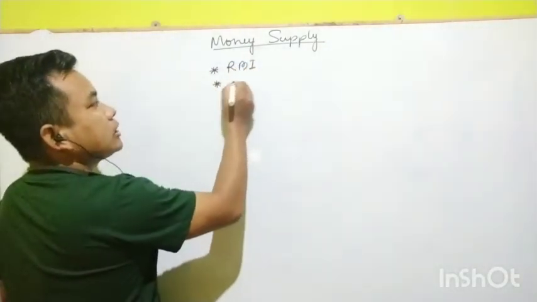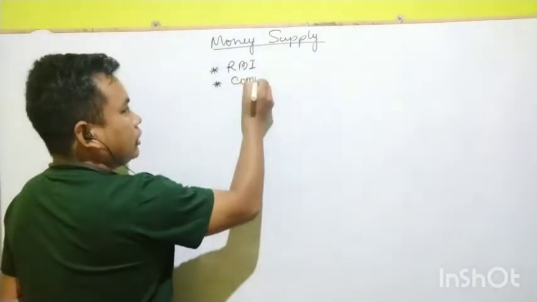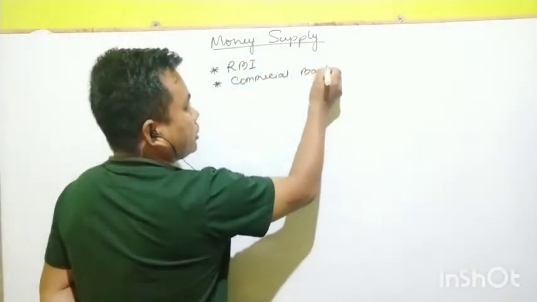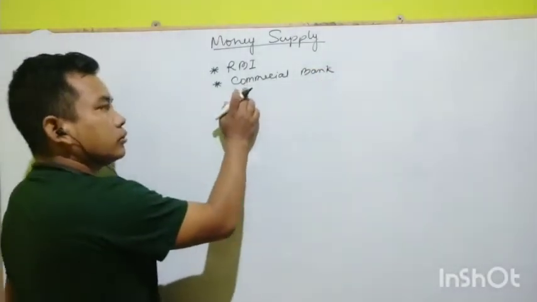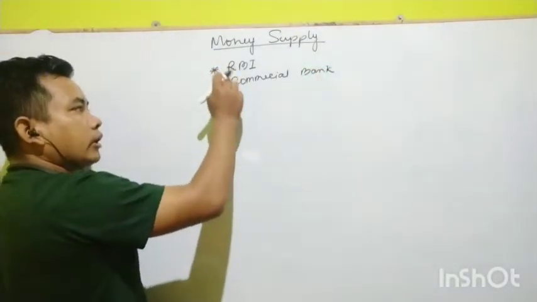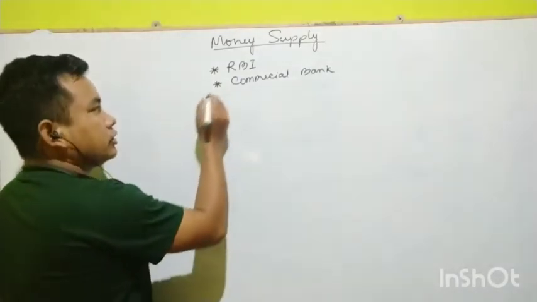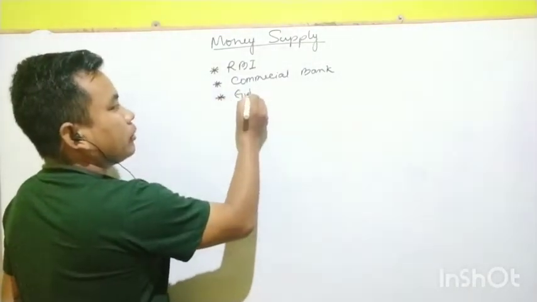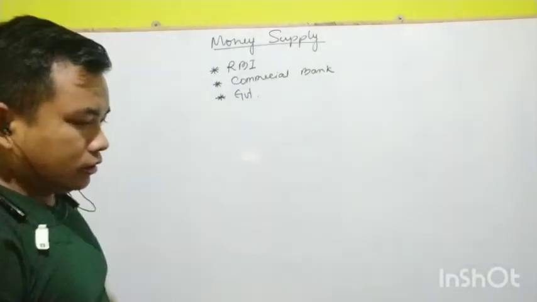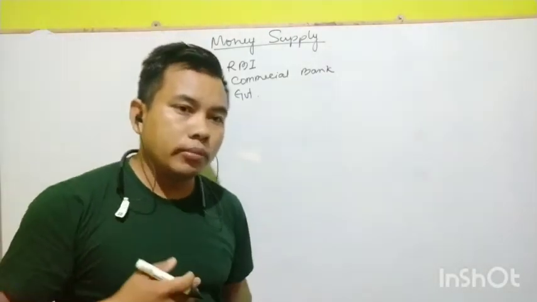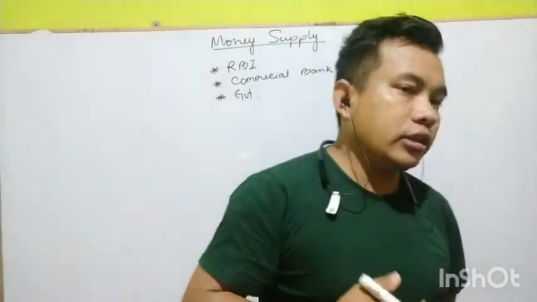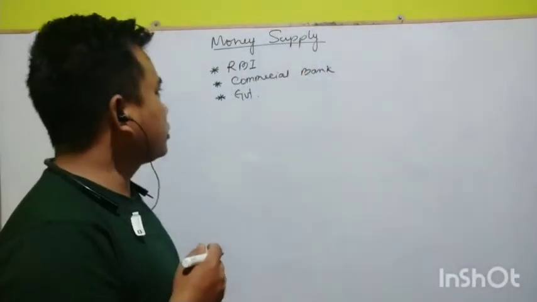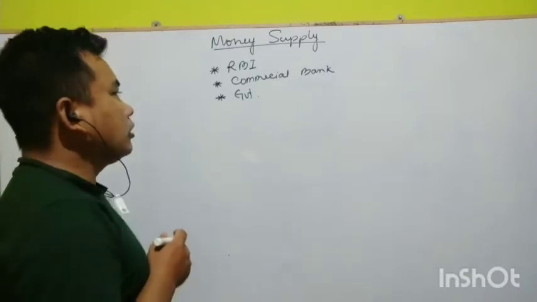Second one is the commercial bank. Mostly this will be the relationship between RBI and commercial banks. Last but not the least, it is also done by the government. Government also, in the state level the state government, the central level the central government.